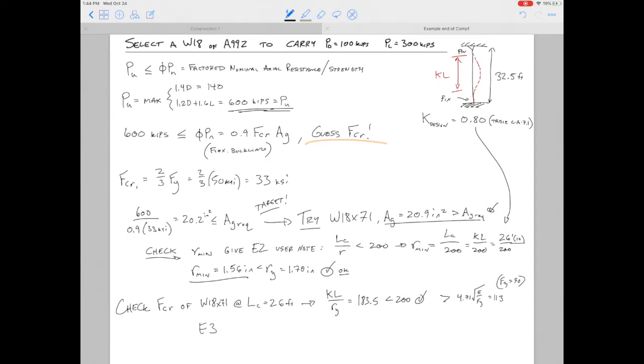I'm going to E3B, right? So my F critical is equal to 0.877 F Euler, and that's 0.877 times pi squared Young's modulus over 183.5 squared. And that gives me 7.45 KSI. This is not equal to the F critical that I assumed, 33 KSI. Right? So that's a bad sign.